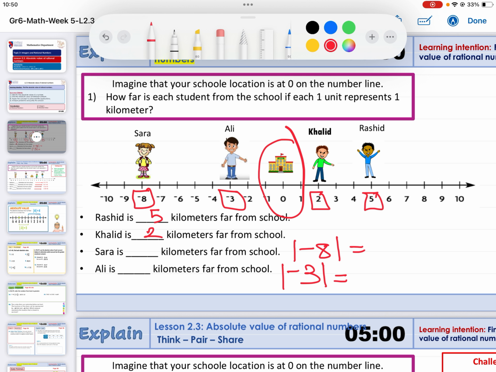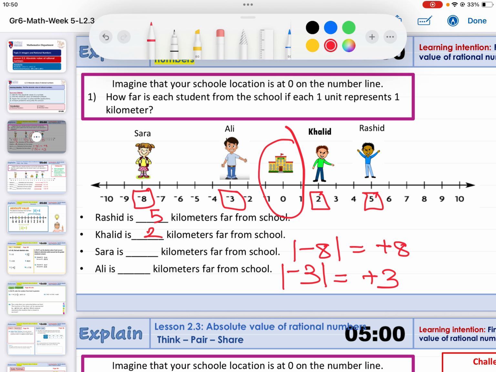It's like a machine. Any negative number, any positive number comes in, comes out positive. So the absolute value of negative 8 will be positive 8, and the absolute value of negative 3 will be positive 3. Okay, so that's today's lesson idea.